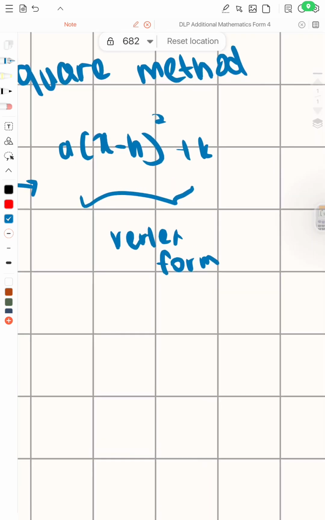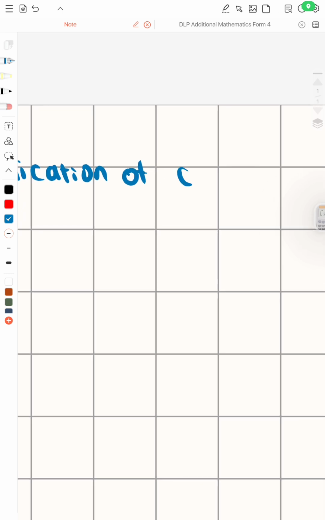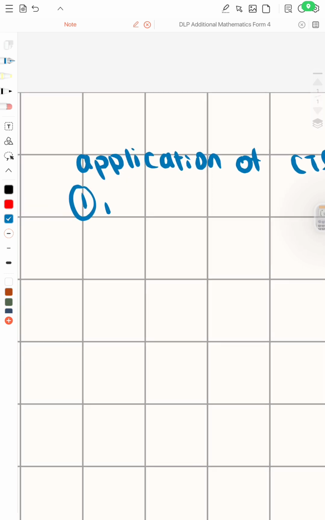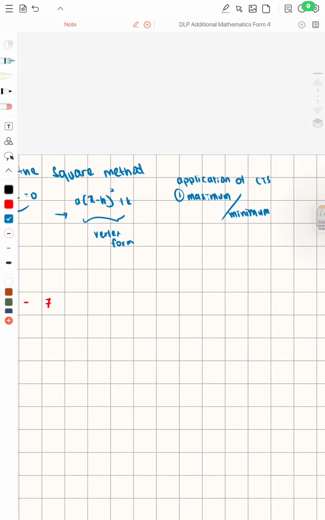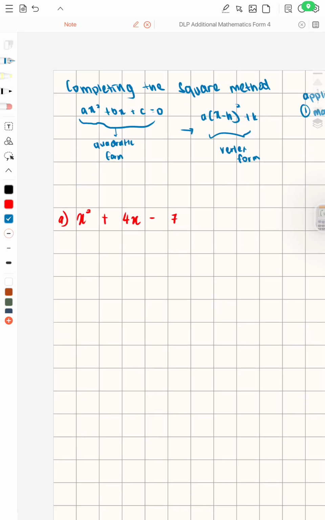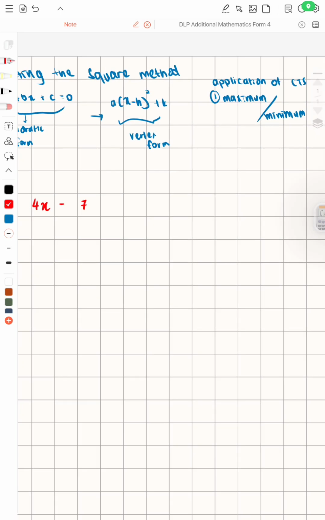Completing the square method has its own application. CTS stands for completing the square. You can find the maximum or minimum point of this graph. How? I will show you later. We'll just try to solve this example first, and then I'll show you the application and how to find the root using this method.